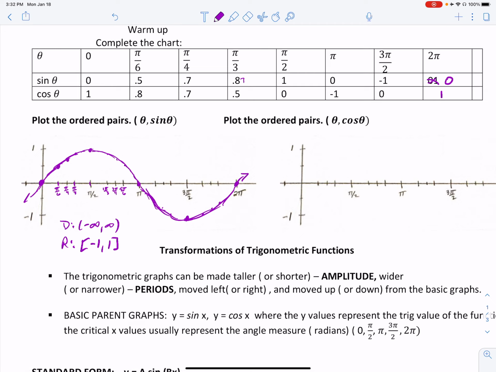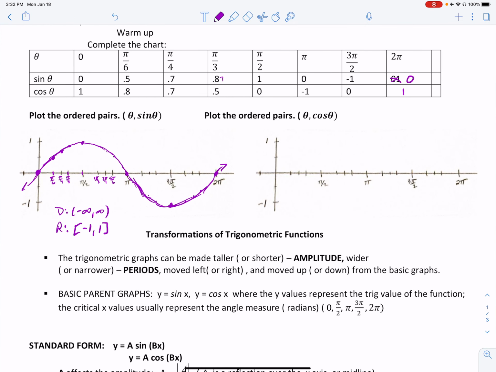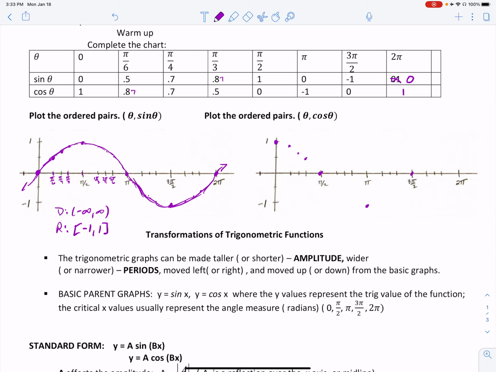So then plot the points for cosine. Take a moment, maybe pause and plot those. All right, let's see what you did. Up at 1, and then it's really that point 0.866. So almost up at 0.9, and then the 0.7, then the 0.5, then 0. And at pi, we're at -1. 3pi/2 is at 0. And at 2pi, we are back up at 1.